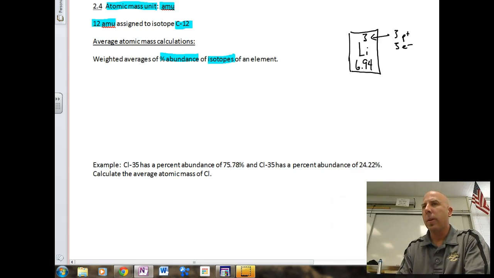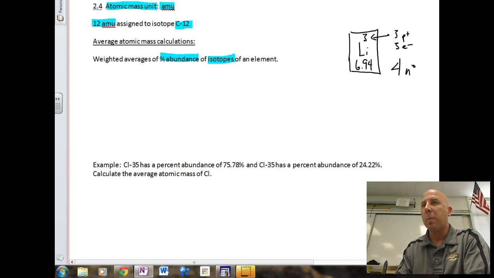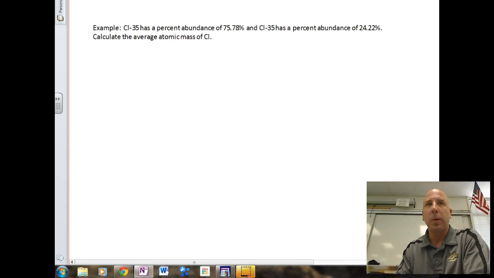And you might be thinking, wait a minute, how do we calculate the neutrons if we have a decimal here? Well, that decimal is representing the weighted average of the percent abundance of different isotopes. So if we want to calculate this, the most common way is just to round this value off to the closest whole number, which would be 7. And if we subtracted those two, we would get 4 neutrons in the most common isotope of lithium. But let's jump into how to do these calculations. We cover these a little bit in general chemistry as well.